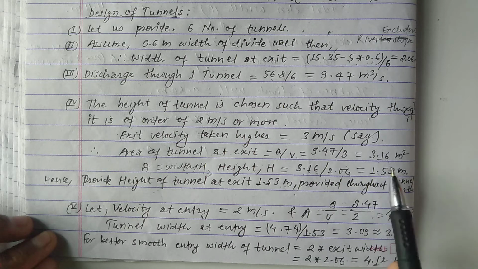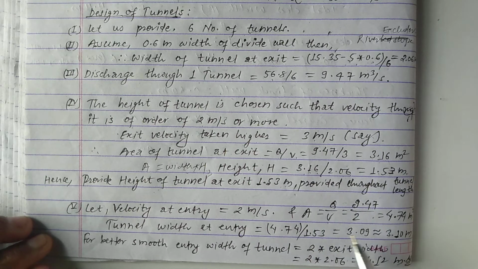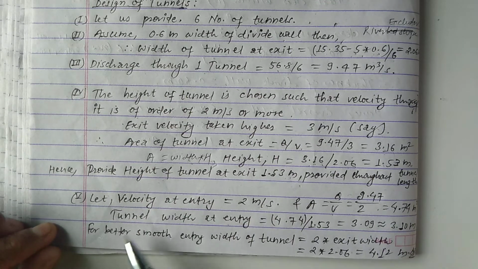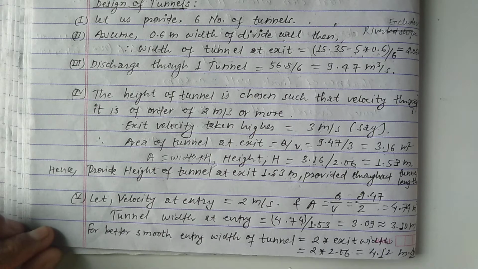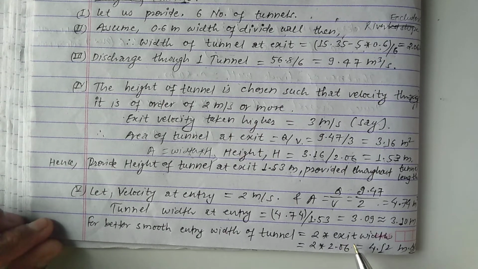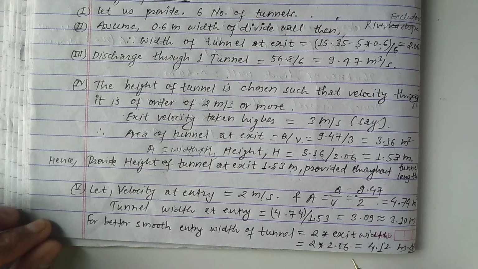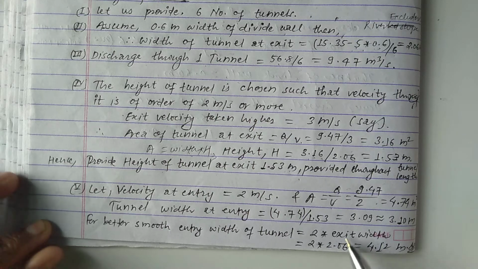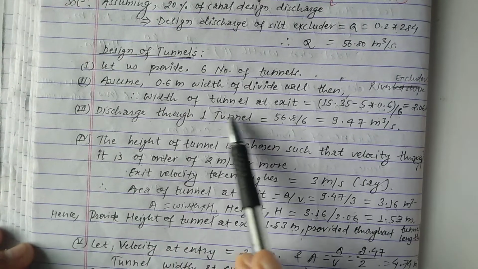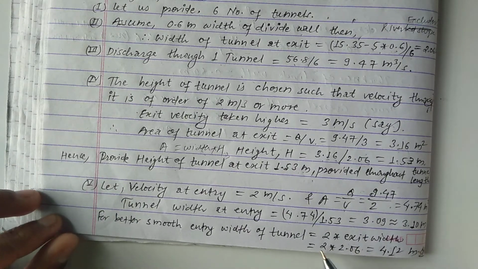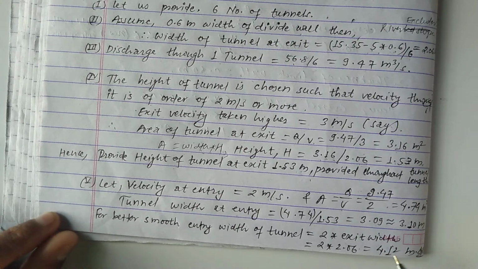the height, 1.53. As we calculated, h equal to 1.53. Then this value becomes 3.09, which is nearly equal to 3.10 meter. Now, for better smooth transition, the width of the tunnel at infinity should be 2 times the exit width. So 2 into the exit width we already calculated, which is 2.06 meter. You can see here we calculated the width of the tunnel at exit equal to 2.06 meter, so this value becomes 4.12 meter.